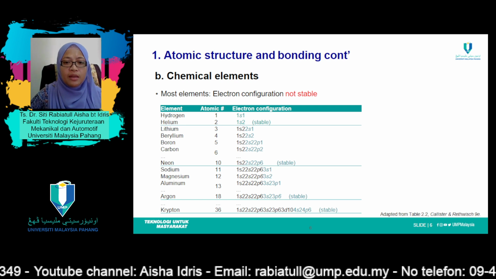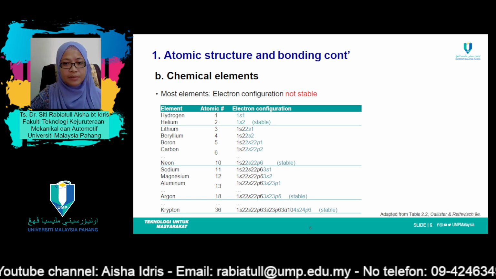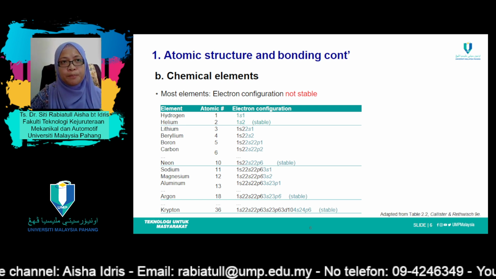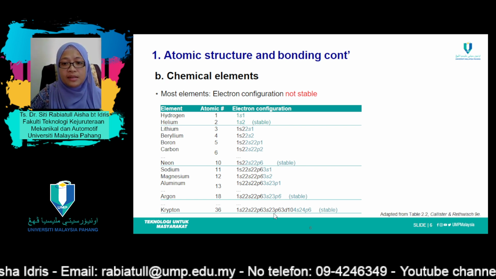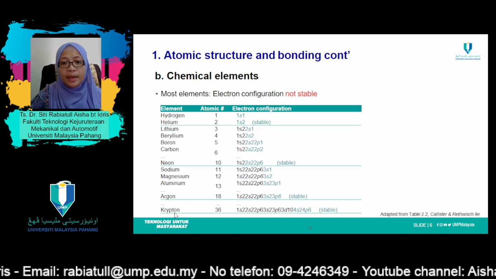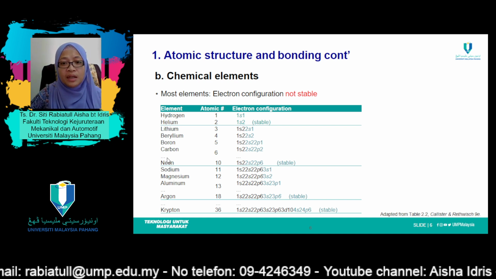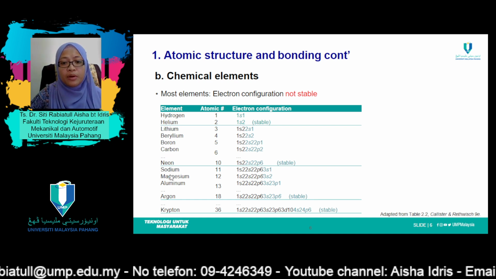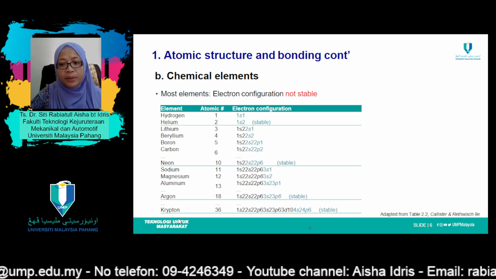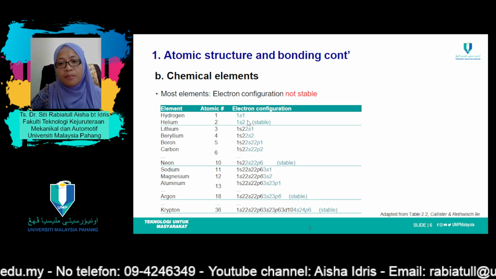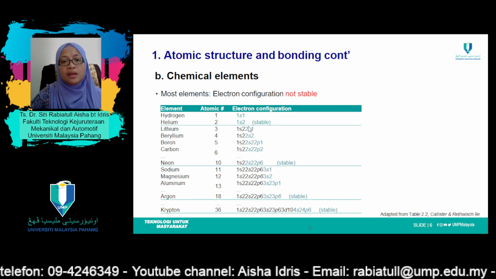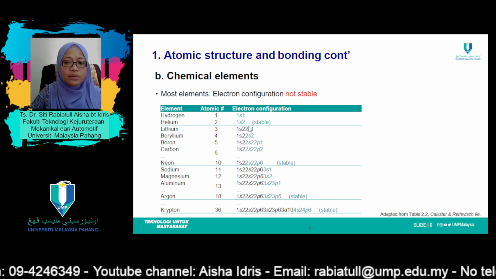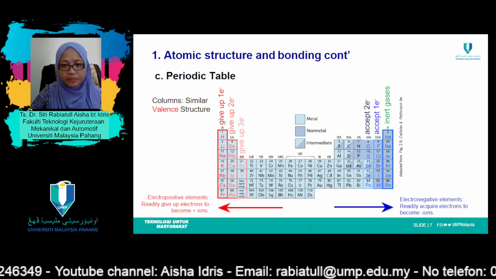The other types of materials have their own valence electrons as stated in this table. So you can see it from hydrogen, helium, lithium, boron, and so on and so forth until krypton. You can see the numbers at the outer shell represent the valence electrons for each type of material.